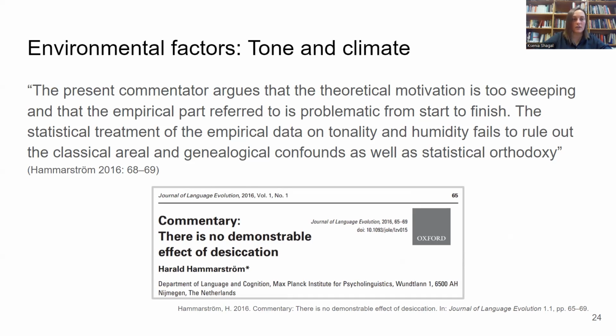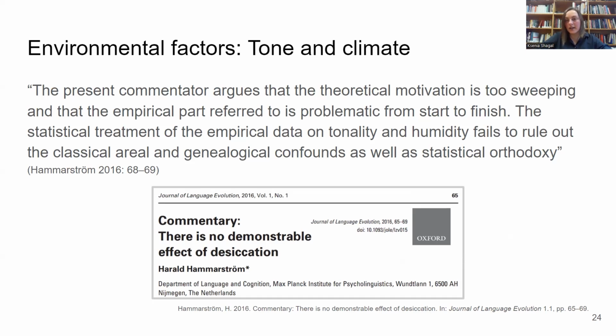of desiccation. What he writes is, "The present commentator argues that the theoretical motivation is too sweeping and that the empirical part referred to is problematic from start to finish. The statistical treatment of the empirical data on tonality and humidity fails to rule out the classical areal and genealogical confounds, as well as statistical orthodoxy."